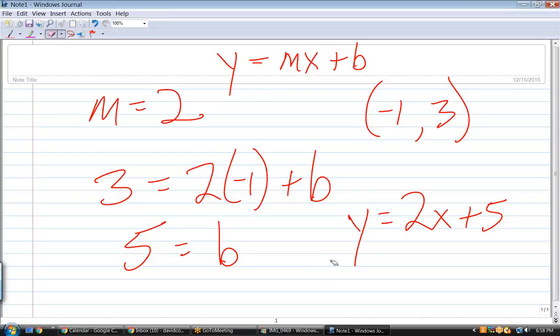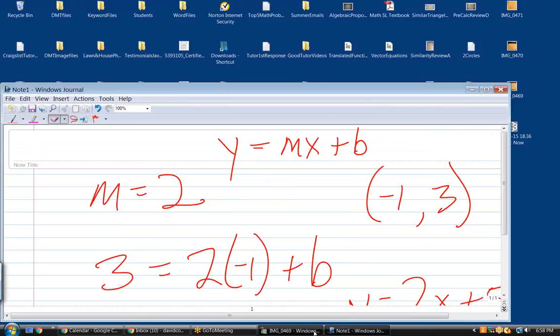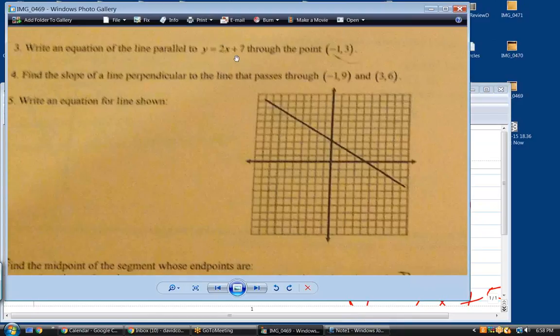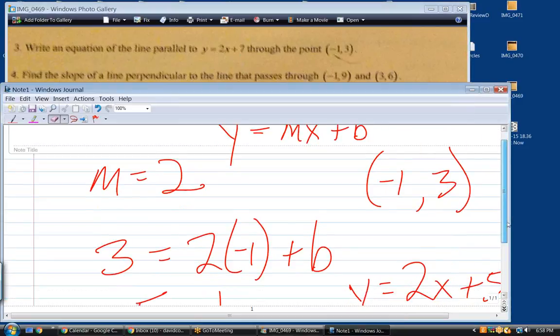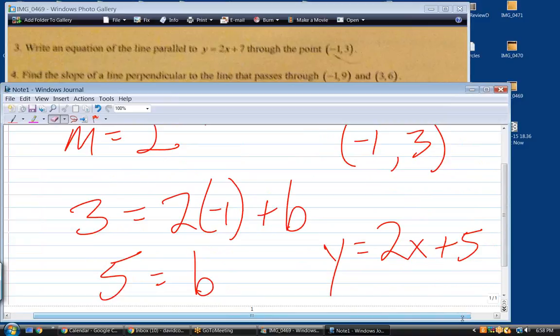Okay, we good to go? Notice that our equation's not the same one as what we were starting with. We started with 2x plus 7, and the equation we ended up with was y equals 2x plus 5. Different equation, but right next to that line. This line goes through the y-intercept of 7. This one has a y-intercept of 5.